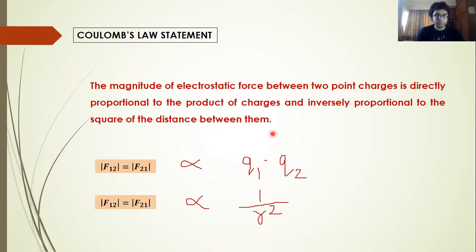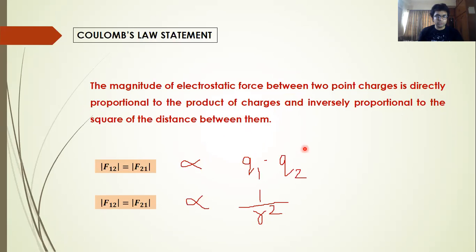Let's continue with the statement of Coulomb's law. What is the statement of Coulomb's law? Let us read. The magnitude of the electrostatic force between two point charges is directly proportional to the product of charges and inversely proportional to the square of the distance between them. Okay, so the magnitude of force, as we have calculated, F12 or F21, both the magnitudes are the same, which is directly proportional to the product of charges.